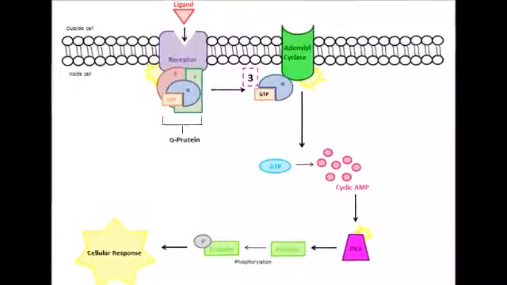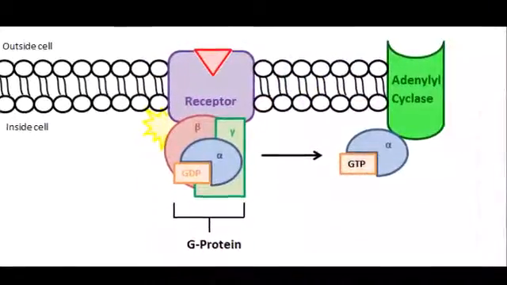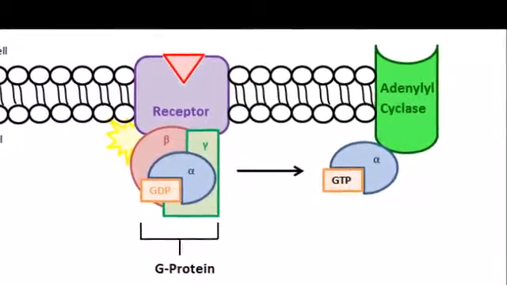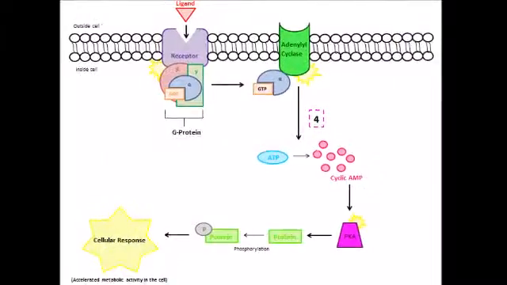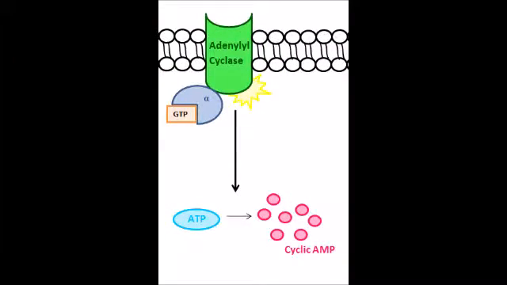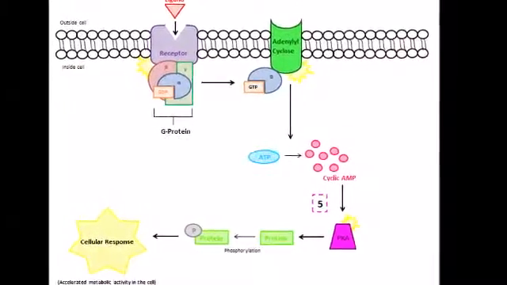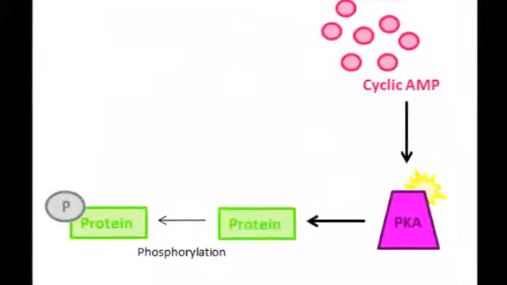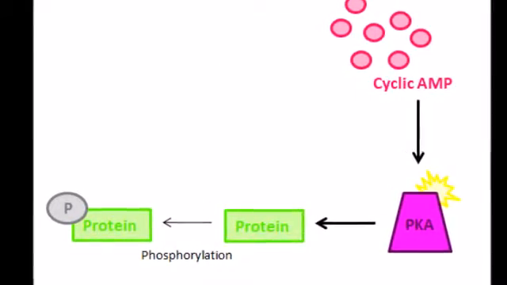With GTP attached, the alpha subunit then detaches from the other subunits and binds to an enzyme. In this case, it is adenylyl cyclase. Inside the inner surface of the plasma membrane, adenylyl cyclase then converts adenosine triphosphate, ATP, into cyclic adenosine monophosphate, thus increasing the levels of cyclic AMP inside of the cell. Cyclic AMP is the second messenger that typically activates a kinase. Here it is activating protein kinase A, PKA.